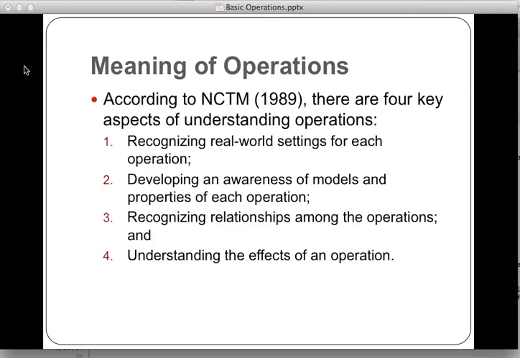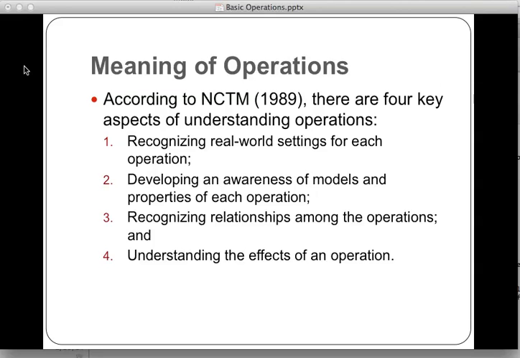Before we do that, I just wanted to mention that a long time ago, the National Council of Teachers of Mathematics explained that there are reasons that we should learn or teach the meaning of the operations.